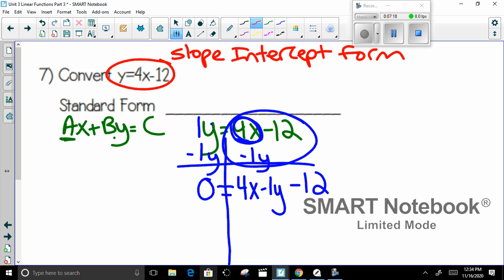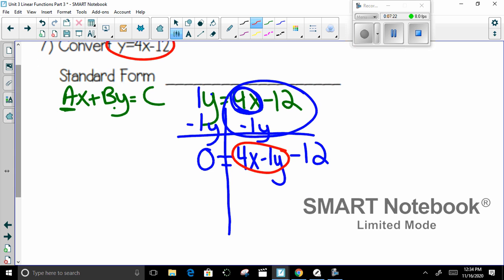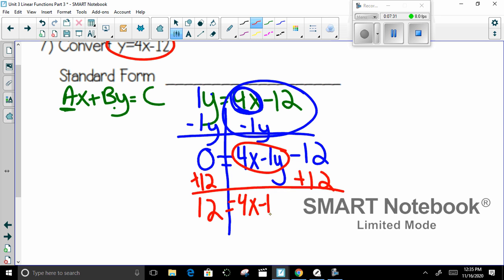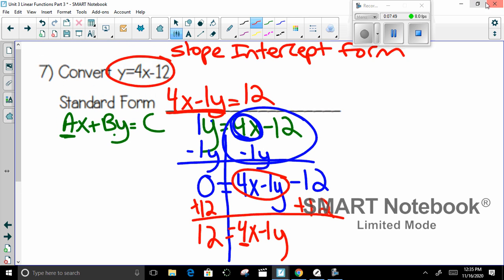My goal in standard form is to have x and y together, but I don't want that negative 12 there. How do I get the negative 12 to the other side? I add 12. So 12 equals 4x minus y. Or you could write it as 4x minus 1y equals 12. That is in correct standard form. X and y are together on one side, no fractions, no decimals, and the coefficient in front of x is positive.